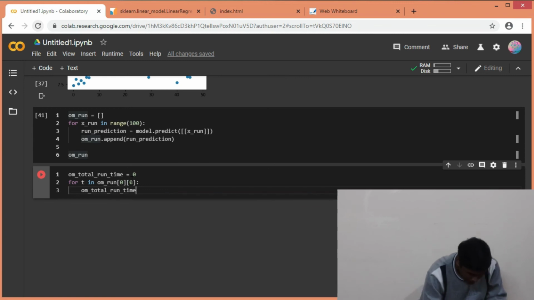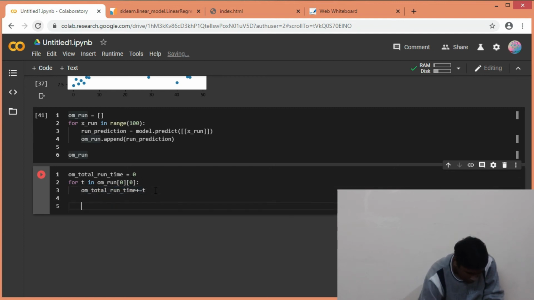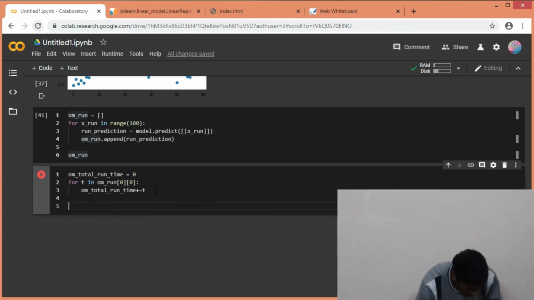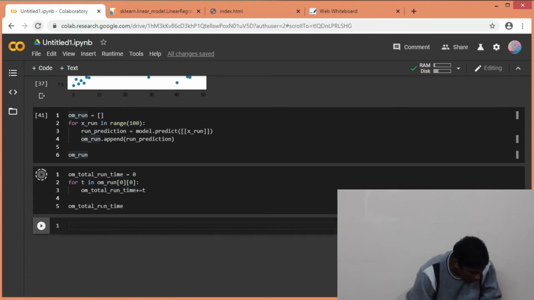Run time plus equals t. So that is the amount of time that was predicted, and I'm just going to add it to the total. So that will be in, well, seconds. So let's say what will be the Om total run time. I'm a very lazy guy. So let's just print that.